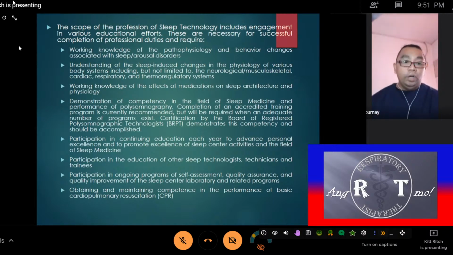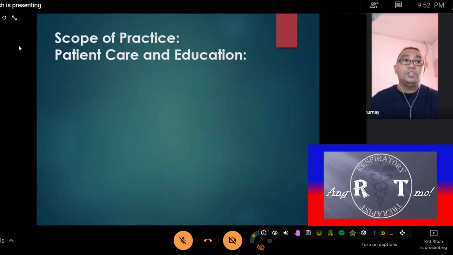Aside from that, one of the requirements as well is to obtain and maintain competence in the performance of basic cardiopulmonary resuscitation. So, meaning you should have a certification for basic life support in order to take the licensure examination as a sleep technologist.